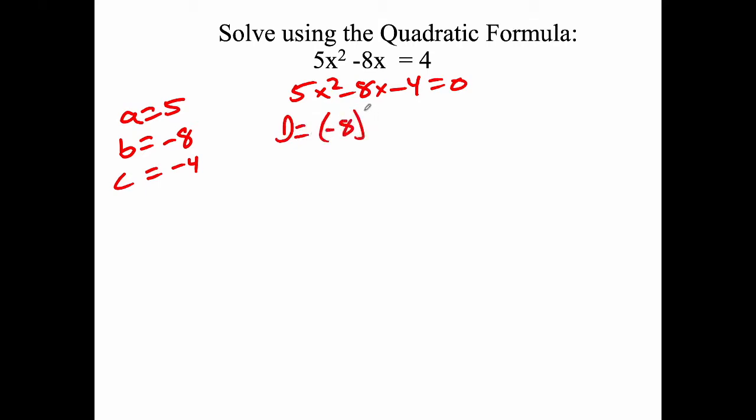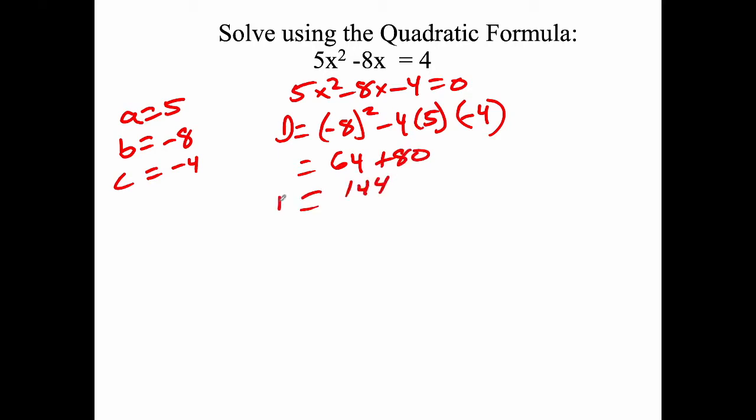And I get b squared minus 4ac is right there. And I get 64 plus 80. Oh my gosh, I got 144. Does that mean that our discriminant is always going to be 144? It does not. It means that the first two problems had the same discriminant.